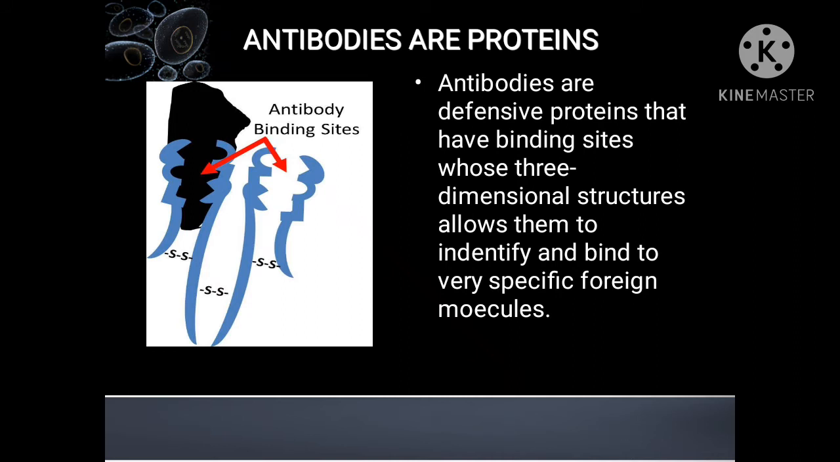Antibodies are proteins. Antibodies are defensive proteins that have binding sites whose three-dimensional structures allow them to identify and bind the very specific foreign molecules.